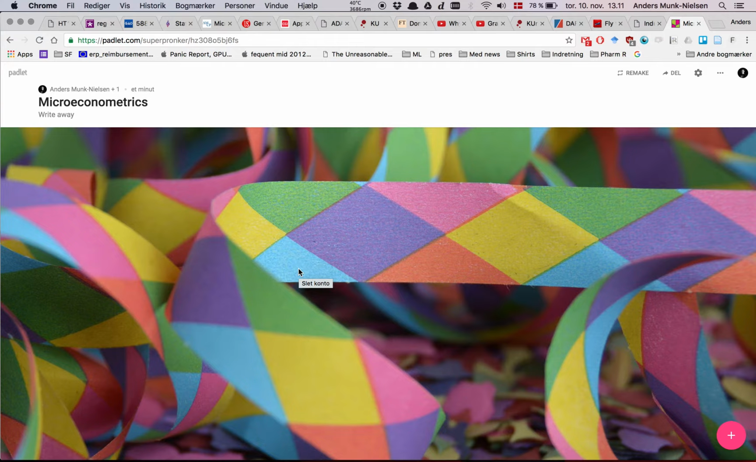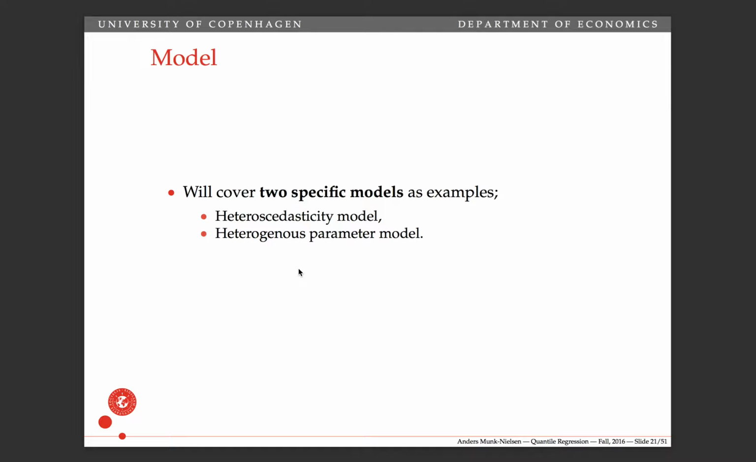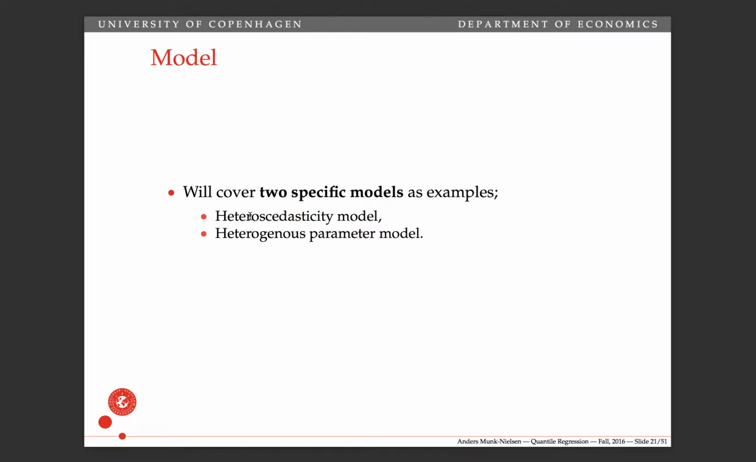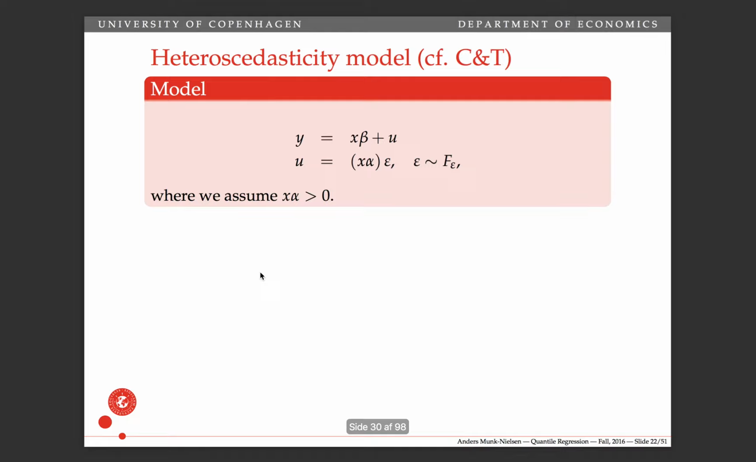All right. So, firstly, of the two models that I talked about in the lecture, the heteroscedasticity model and the heterogeneous parameter model, only the heteroscedasticity model is actually in the book. The heterogeneous parameter model is one that I added on the slides, which I feel is an important model to understand. I covered these in quite some detail today, so I won't talk too much about them. But they're two different models, both of which can be estimated using the same criterion function.